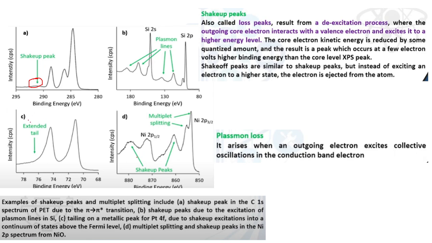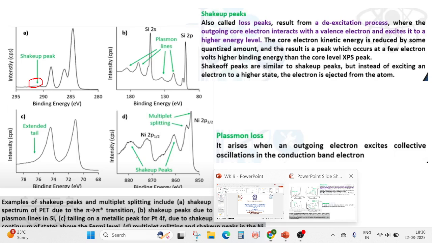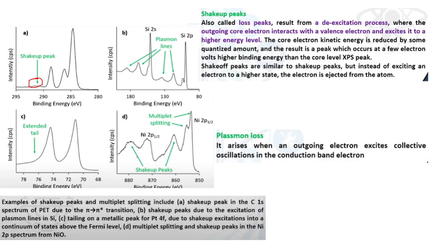There may also be an extended tail, and also plasmon loss. It arises when an outgoing electron excites a collective oscillation in the conduction band. It's not only the valence band, it may also interact with the conduction band, and that is called the plasmon line. So with a specific silicon 2s or silicon 2p, you will also get small lines. These are called the plasmon lines.